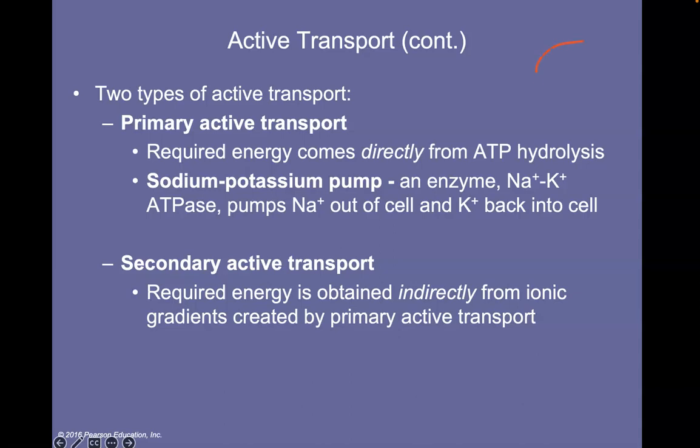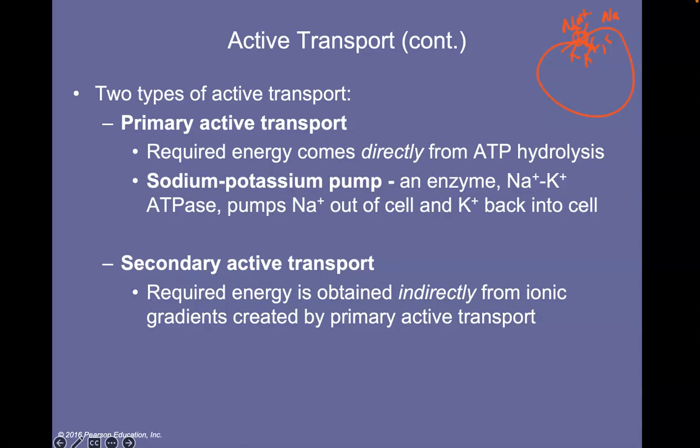So I'm going to draw my cell here. We're going to build up a bunch of sodium out of the cell, because the pump that we have here is going to pump sodium out of the cell, and then it's going to pump potassium back into the cell. So we're going to build up sodium out of the cell, and then potassium inside the cell. Those are K's, if you can't tell. There's potassium inside the cell, and here's sodium outside the cell, okay?